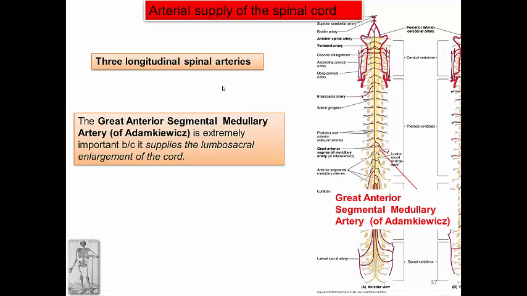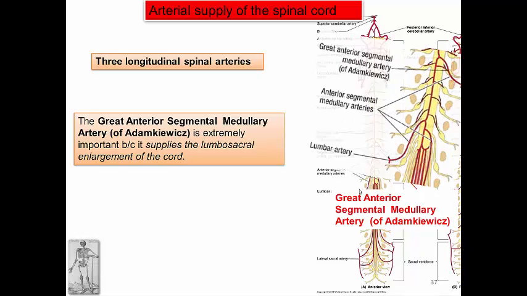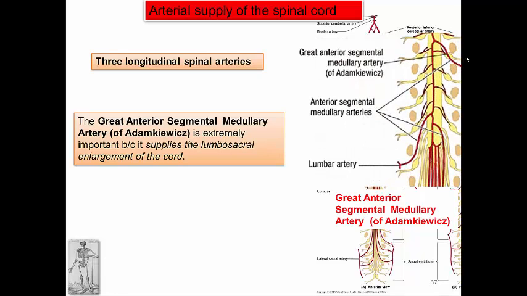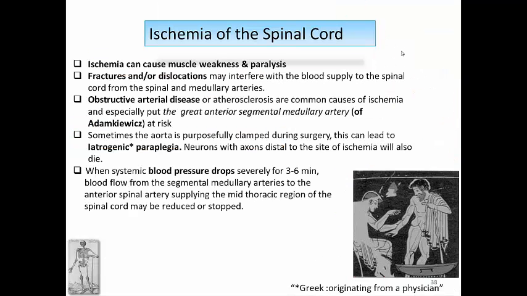One of the most important and most well known arteries is called the great anterior segmental medullary artery. It also has a different name, which is the Artery of Adamkiewicz. And it's very important because this is the supply to the lumbosacral region and the lumbosacral enlargement of the spinal cord. This artery, most of the time, about 65% of the time, will arise on the left side, and it usually arises from a lower intercostal or upper lumbar artery.